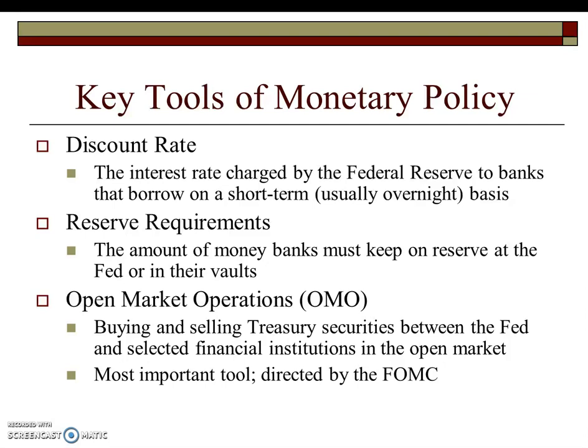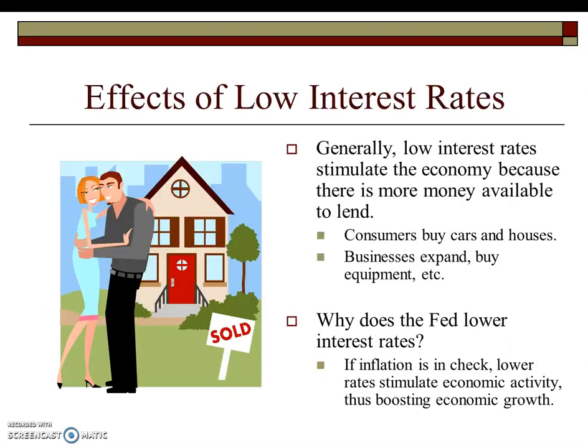And if they sell bonds, they are giving bonds to people in exchange for cash, and that decreases the money supply. So let's look at how these work in creating policy. The first thing is when we talk about interest rates. When interest rates are low, it stimulates the economy because there's more money available to lend. Consumers buy cars and houses, businesses expand, they buy more equipment, they hire more people, they open new locations.